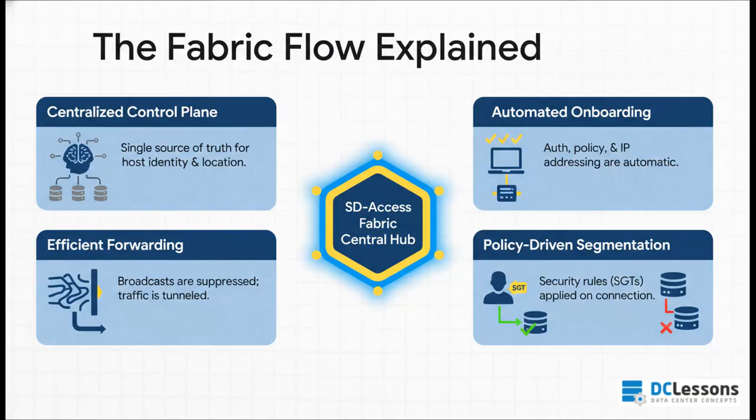So, if we boil it all down, what have we really seen? The SD-Access Fabric works because it has a centralized control plane that acts as the single source of truth for who and where everyone is. This makes automated host onboarding possible, so security and addressing just happen. It gives us super efficient forwarding because we kill all those old broadcasts, and it enables true policy-driven segmentation where security rules are tied to the user, not the port they happen to plug into.